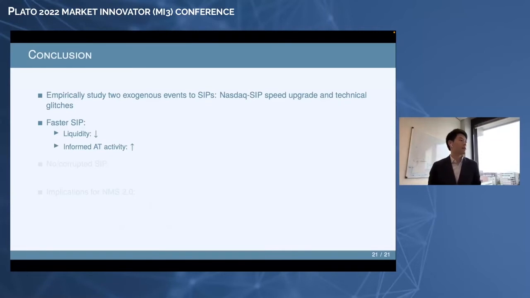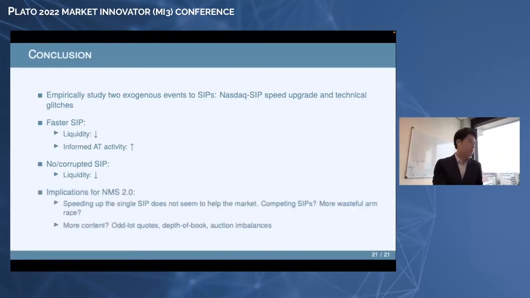It seems to me the faster SIP leads more informed institutional traders to use the SIP feeds and to trade. Hence, we have a high price impact and a deterioration in liquidity. And for the glitch events, the results are quite straightforward. We just see the market liquidity drops a lot.